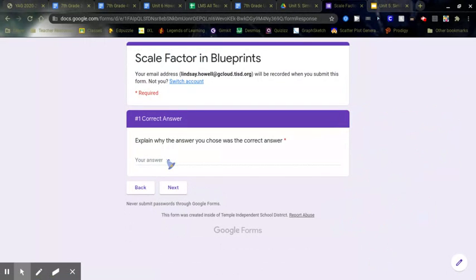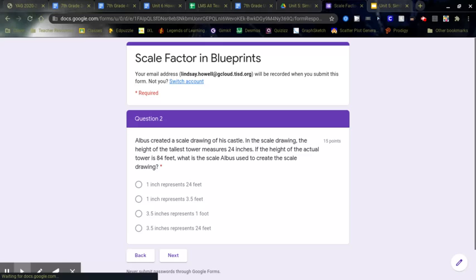So I'm going to put in an explanation here: because I set up a proportion to find how many inches were in 1 centimeter, or whatever explanation you want. You have to do this part, guys, or you're not going to get full credit. And then we go on to number 2.